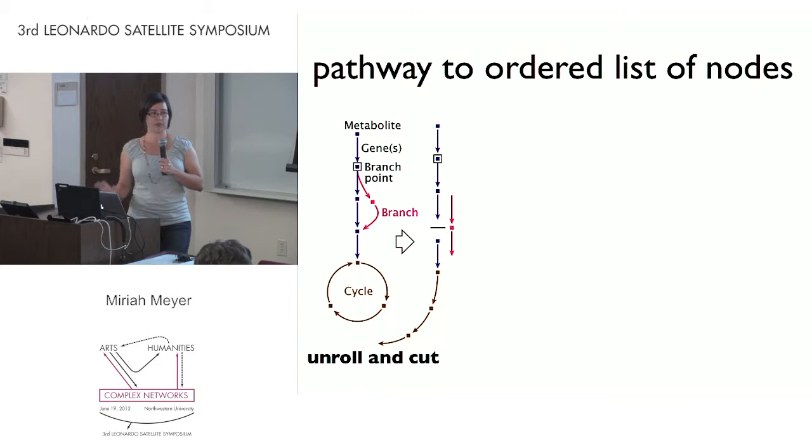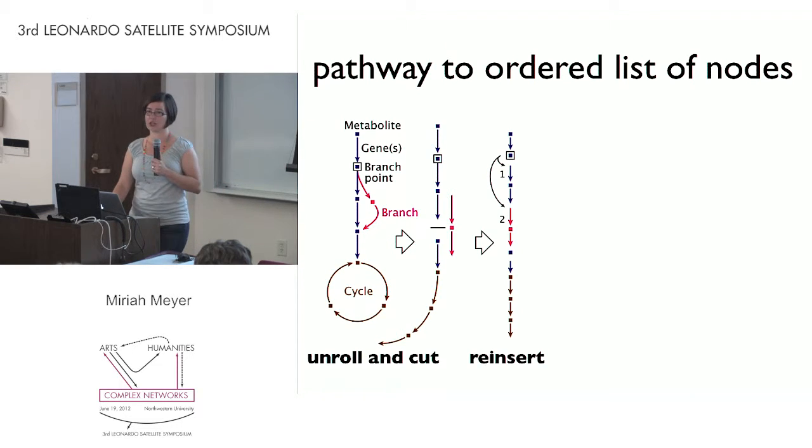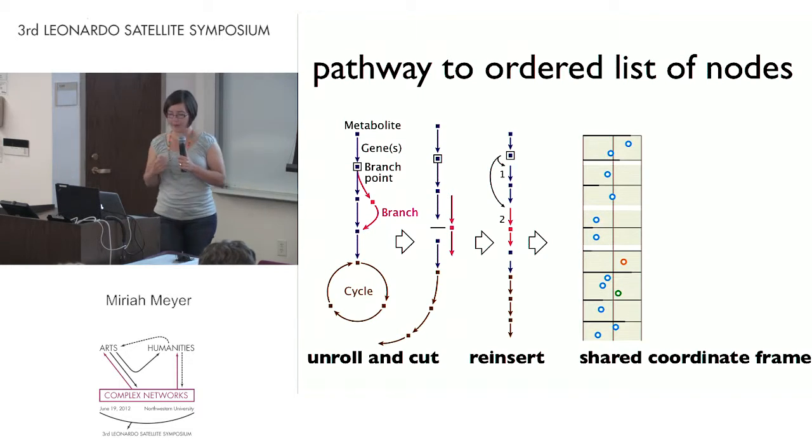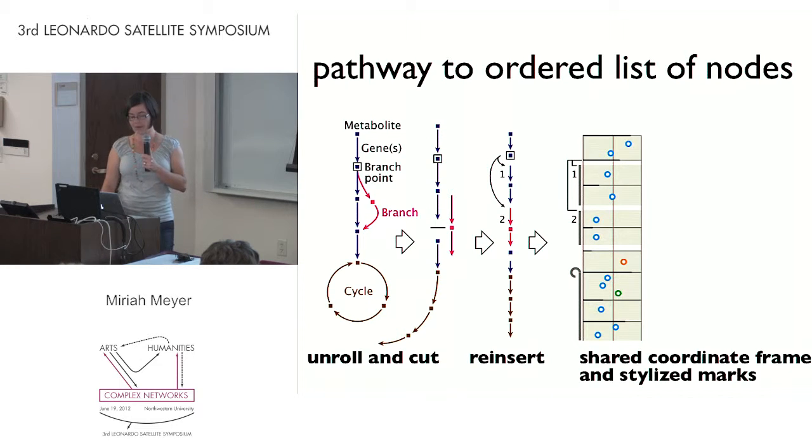So the first thing we do is we unroll the cycle and we cut out the branch. We then reinsert the branch and indicate where the branch points are. Then in the pathline representation, we convert the nodes of the graph to those horizontal bars and the edges of the graph to the circles. And then we include these stylized marks to show branch points with those sort of hooks and the cycles with that lollipop symbol. And then we can use the horizontal position for quantitative data.